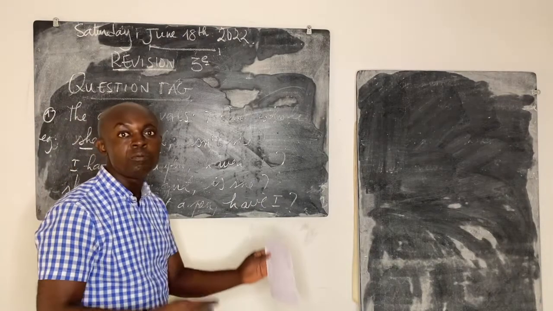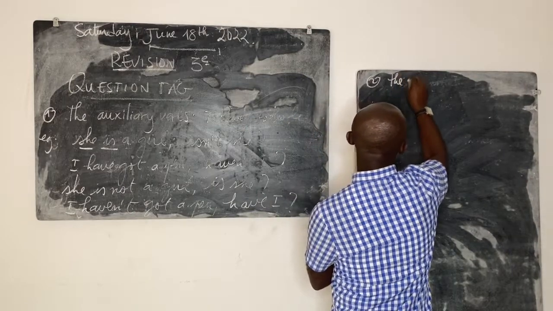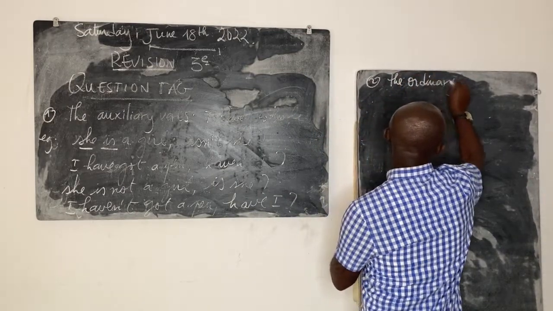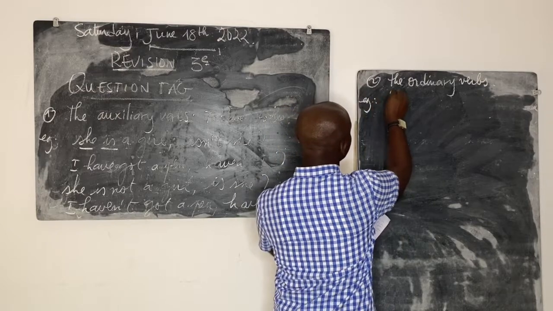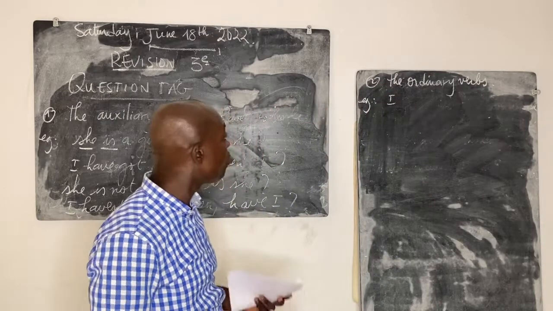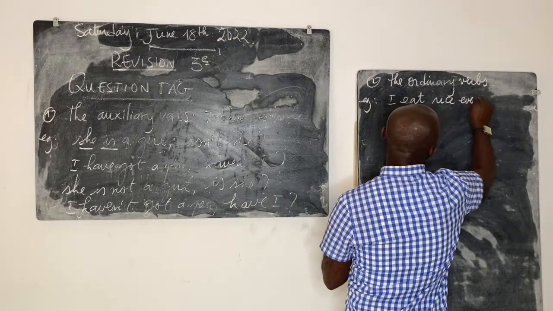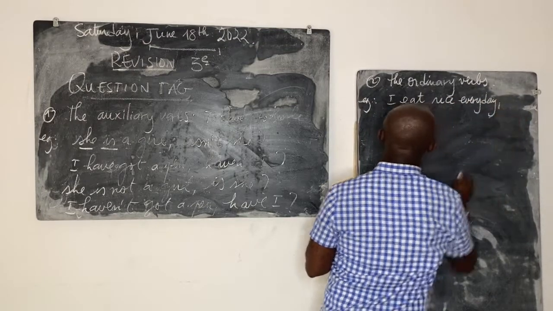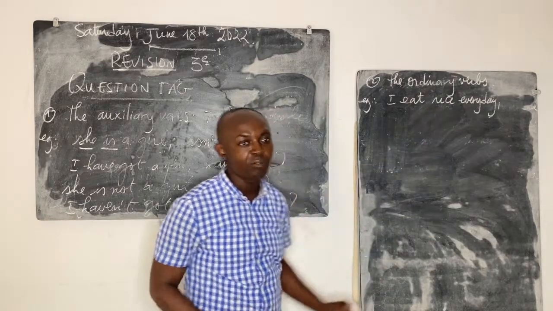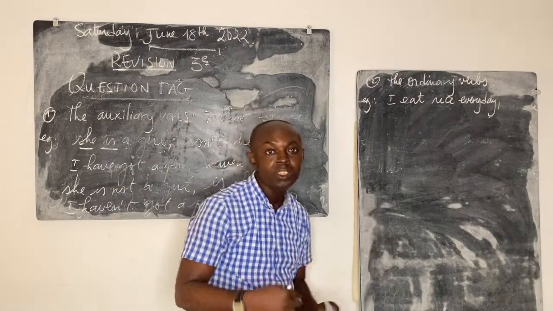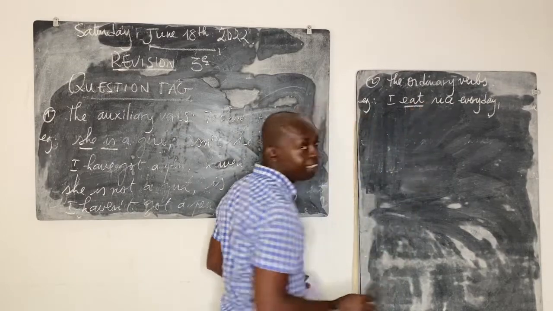Now we're going to tackle the ordinary verbs. Example, when I say I eat rice every day, as you see, the sentence here is in affirmative form, so the tag is going to be interrogative form. Don't forget, it is an ordinary verb.